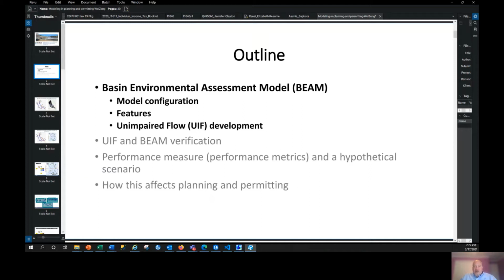I can go into a little more depth during Q&A on that, but any results are preliminary given the final refinements that are currently underway. I will then illustrate the capabilities of the new approach through a hypothetical scenario using hypothetical performance metrics that differ from those used in past regional planning and permitting evaluations.